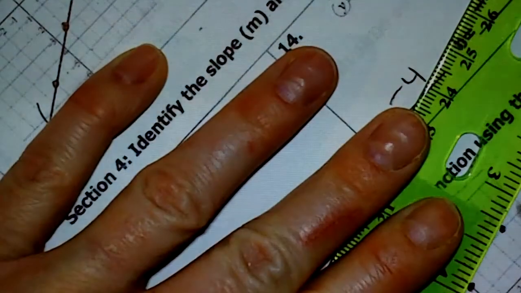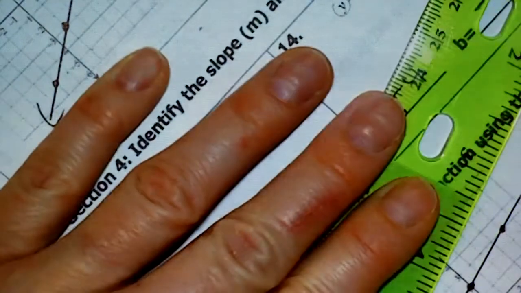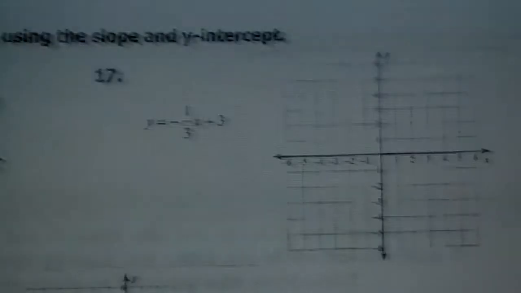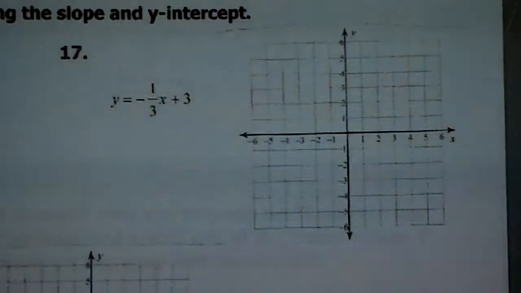Use your ruler to draw a line that goes all the way through the points. Put little arrows on the end. Say it goes on and on forever and ever, kind of like this review right now, I'm sure.